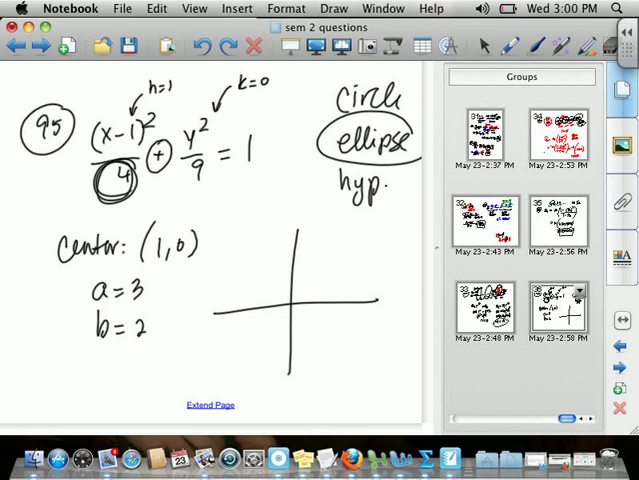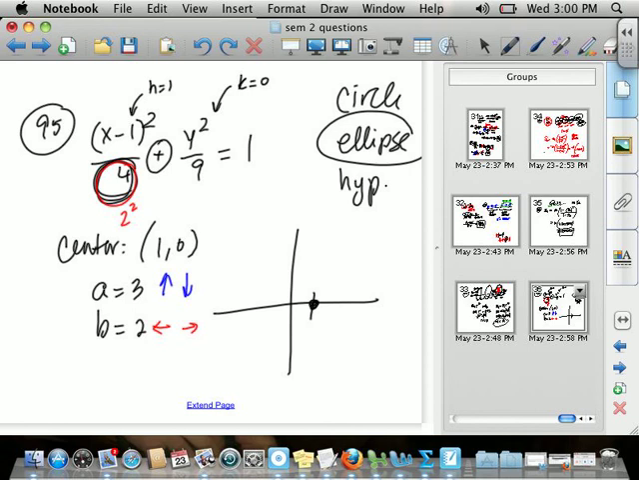So basically, go to your center, 1, 0. Draw your point. Under the x we have 4, which is 2 squared. So I'm going to move right and left 2, because it's under the x. You know which one goes horizontal and which one goes vertical by what it's underneath. If the 2 squared is underneath the x, it goes right and left. X values go right and left, y values go up and down.